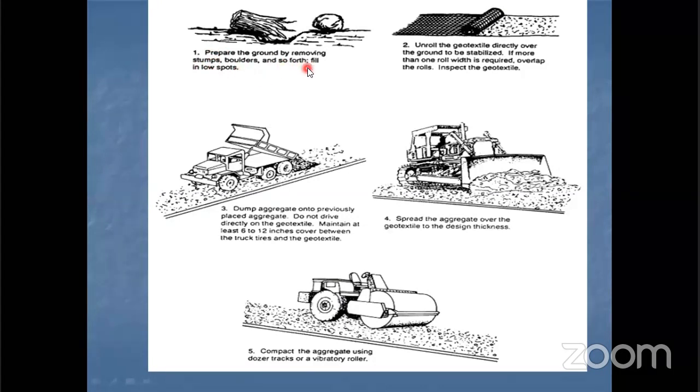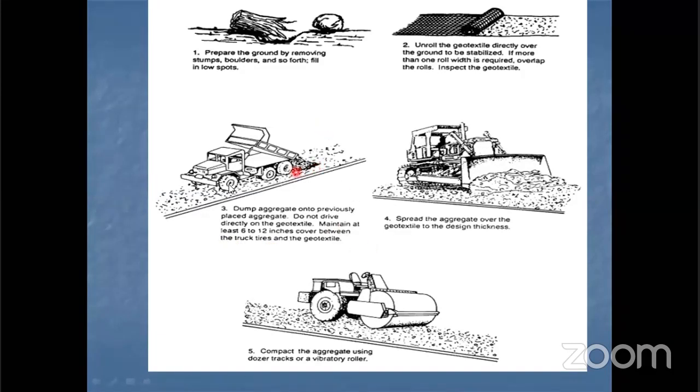First, we prepare the ground by removing chunks and boulders and so forth. Fill in those spots and make a level surface. Then unroll the geotextile directly over the ground to be stabilized. If more than one roll width is required, overlap the rolls. We have to inspect the geotextile to make sure there are no holes, and it should be stretched well. Then over that, dump aggregate. Do not drive directly on the geotextile. Maintain at least 6 to 12 inches of cover between the truck tires and the geotextile.